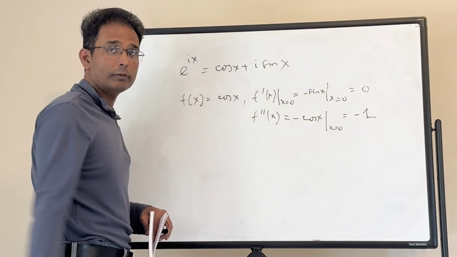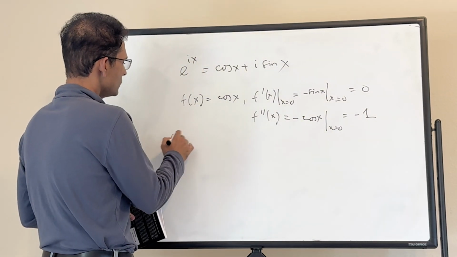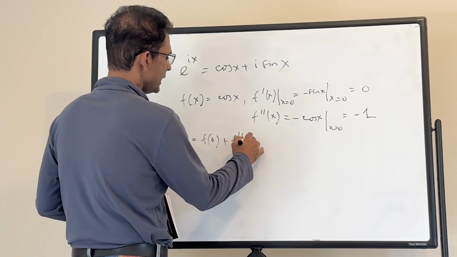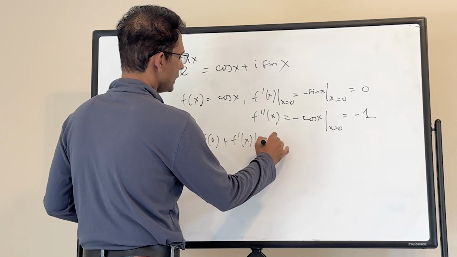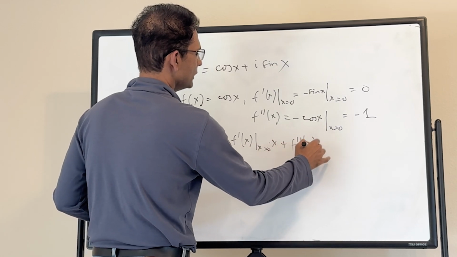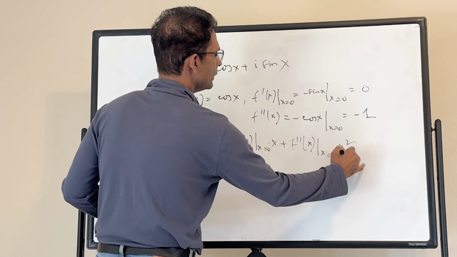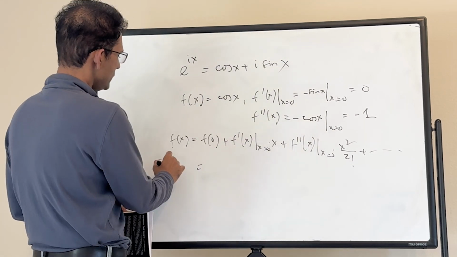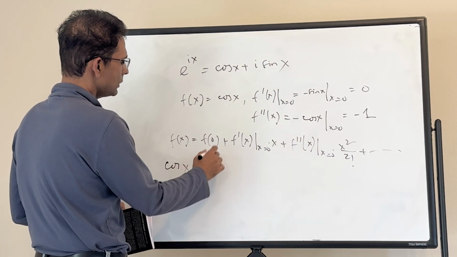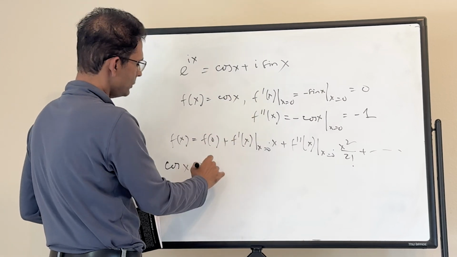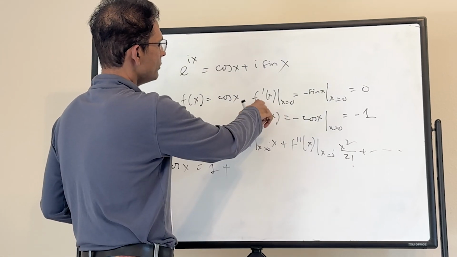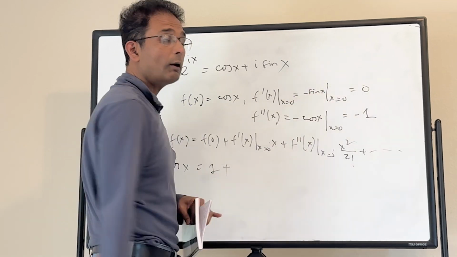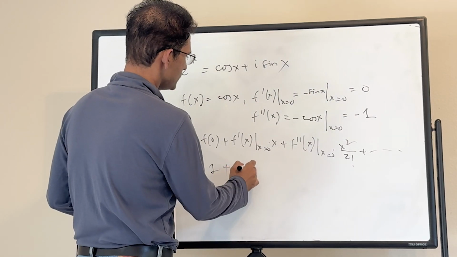So I need all these derivatives, right? I'm doing the Taylor expansion. So I'm going to write f of x is f of 0 plus f dash x at x equal to 0 times x plus f double dash x at x equal to 0, x squared over factorial 2, and so on, okay? And f of x is cosine x, right? So I have cosine x is equal to f of 0, which is just cosine 0, which is 1. And then the first derivative of f with respect to x is minus sine x, which when evaluated at 0 gives you 0, so the next term is just 0.